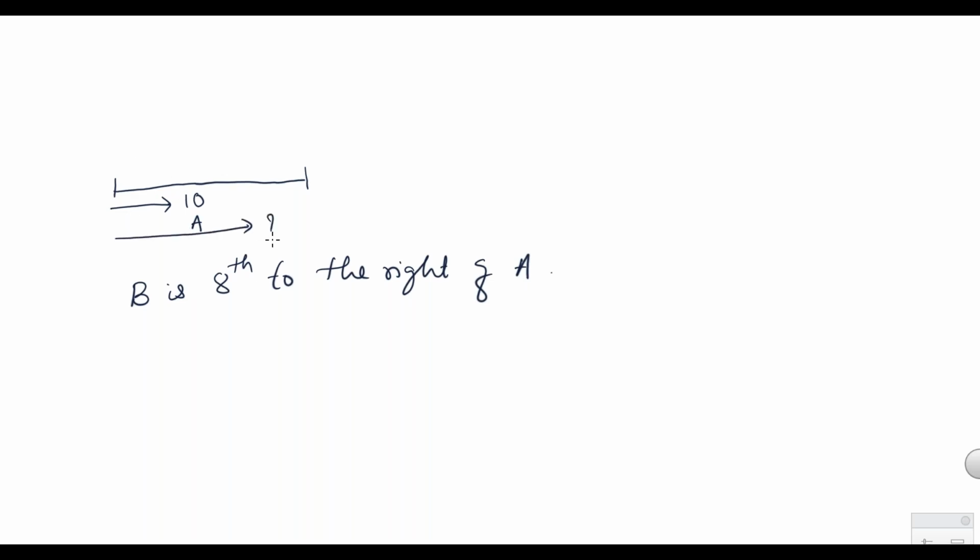Let's say in a row of people, the position of A from the left end is 10. B is 8th to the right of A. Then what is the position of B from the left end?